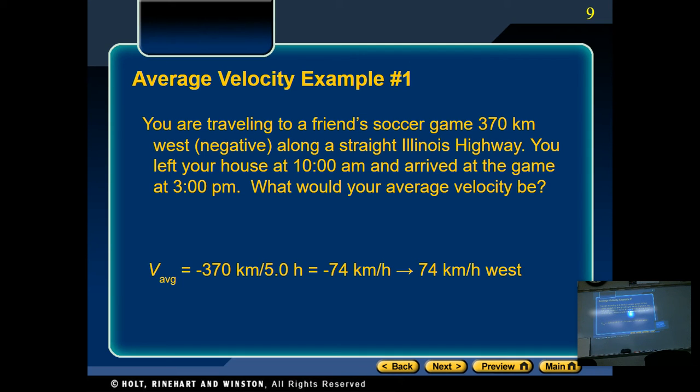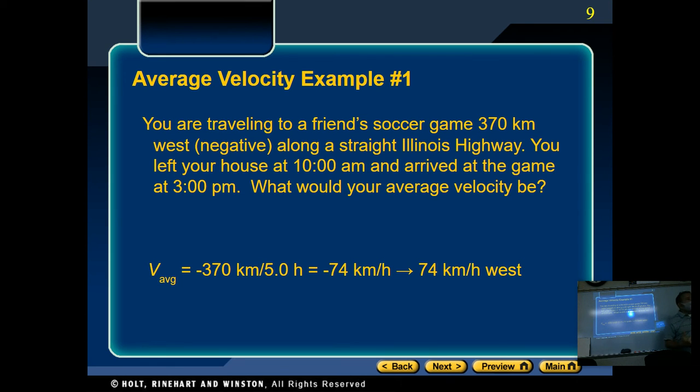What that means for your answer is that negative indicates the direction. So, to finalize your answer, you need to remove that negative sign and replace it with the direction the vehicle or object was going. Does that make sense? Again, don't leave the negative sign in your answer.